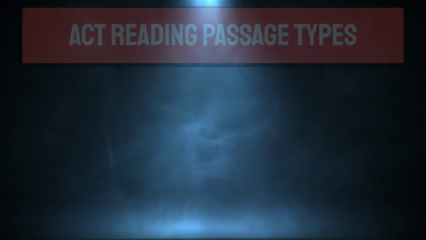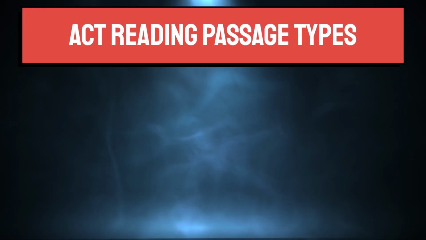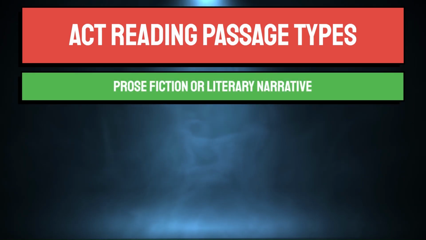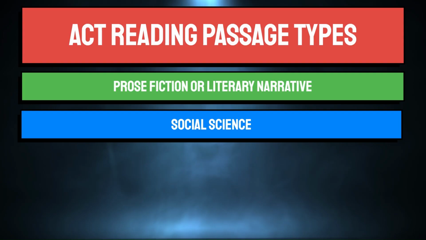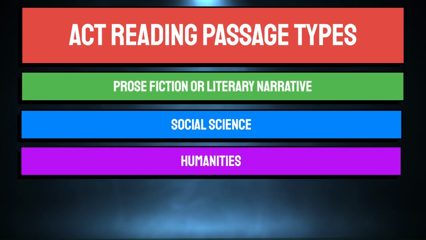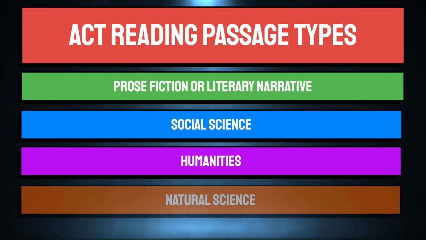Let's start by talking about the 4 passage types that always appear in some order on the ACT reading test. The first passage is prose fiction, or literary narrative. These are excerpts from novels or short stories, and you can expect characters, narrators, and elements of plot. The second passage is social science, which covers topics like history, sociology, or psychology. The third passage is humanities, which includes subjects related to art, music, theater, speeches, or notable people. And finally, we have natural science, which can involve biology, chemistry, physics, or any other scientific field.